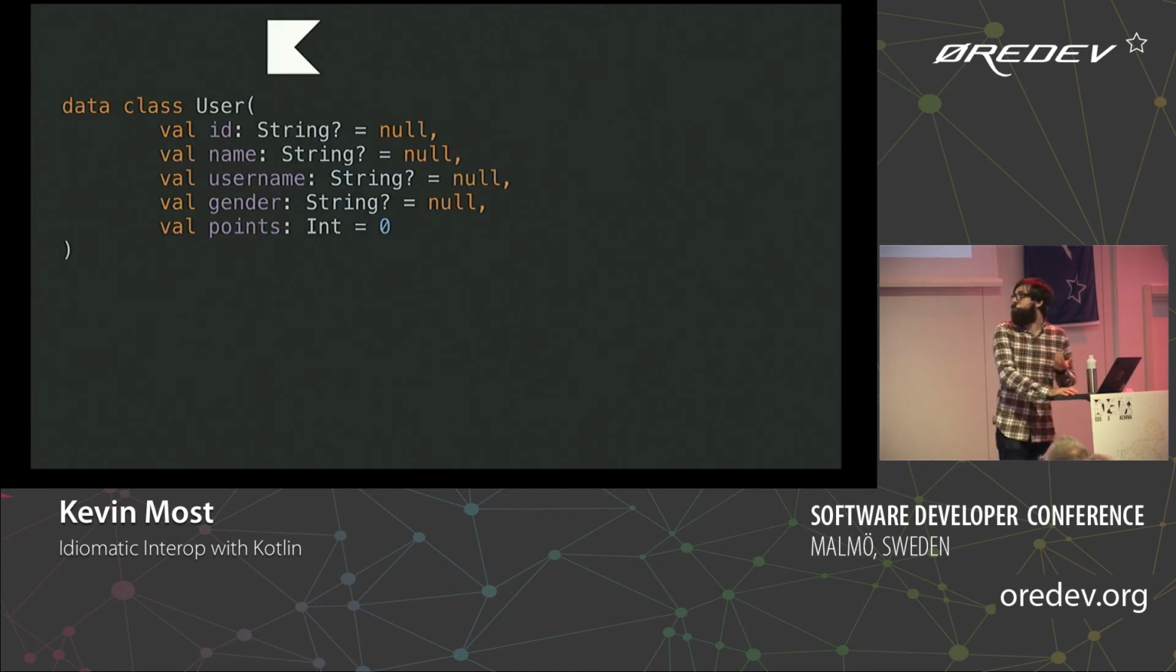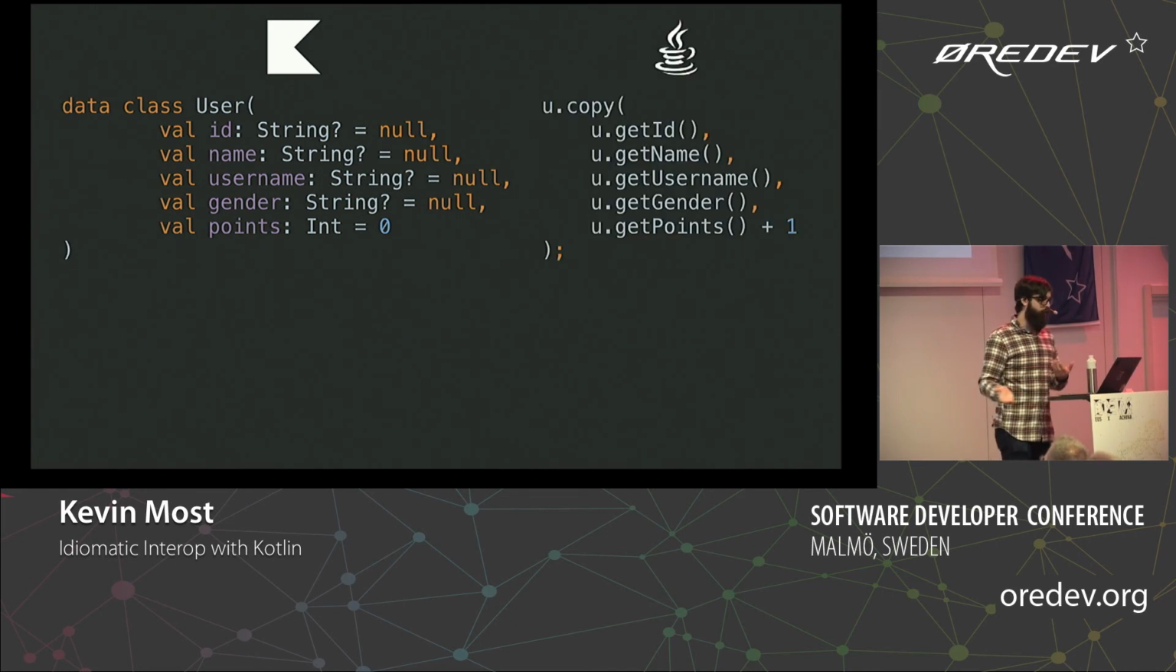So going back to this user object, this is what it would look like to make a copy of this user with their points incremented by 1. That's probably more noise than it's worth to use this copy method.